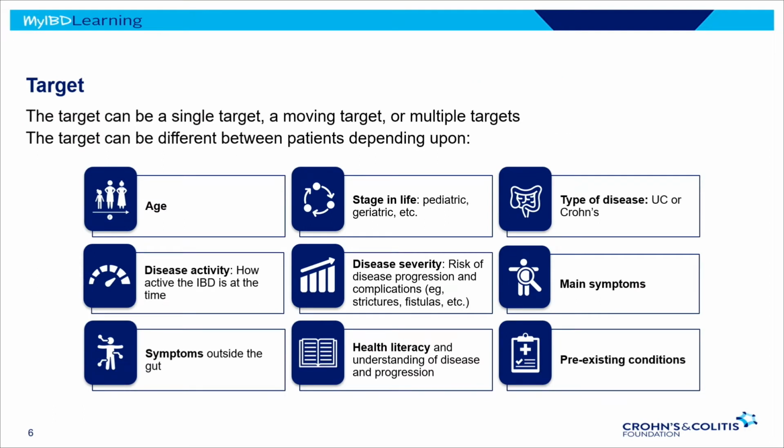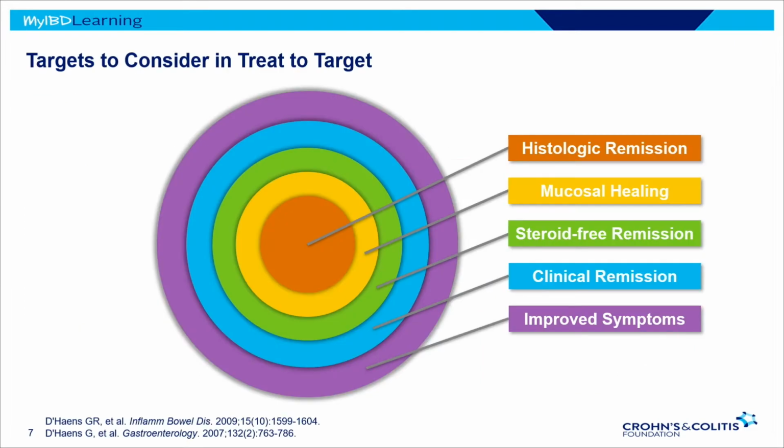So the target could look different for different individuals at different stages of life, age, types of disease, whether it's ulcerative colitis or Crohn's disease, disease activity, how active is the disease at this specific time, disease severity, main symptoms, symptoms outside the gut called extraintestinal manifestations, health literacy of the patient, and pre-existing conditions.